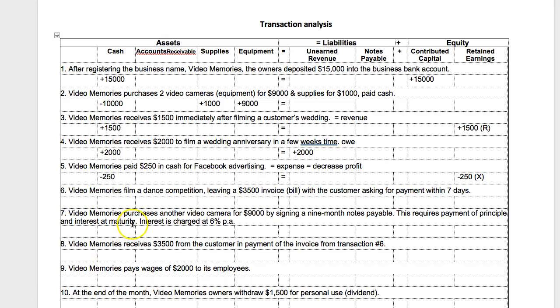Okay, so how did you go? Let's continue with the rest of it. Number 6, they film a dance competition. Okay, when you film a dance competition, it means you're doing the job for the customer. So this is going to increase revenue, which increases retained earnings.